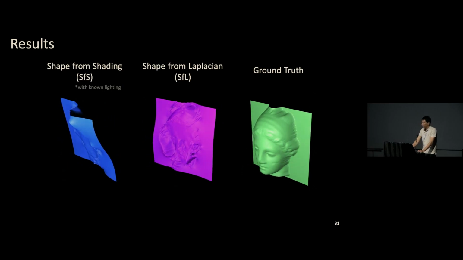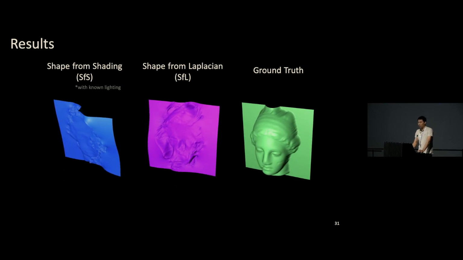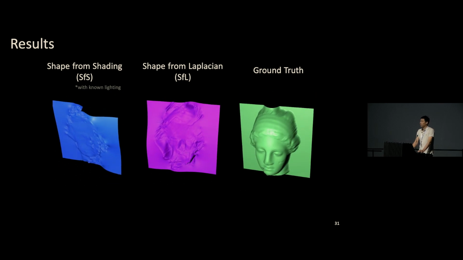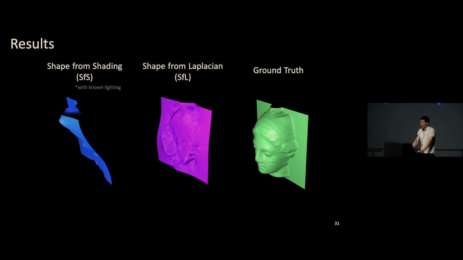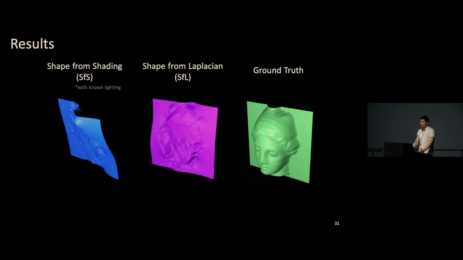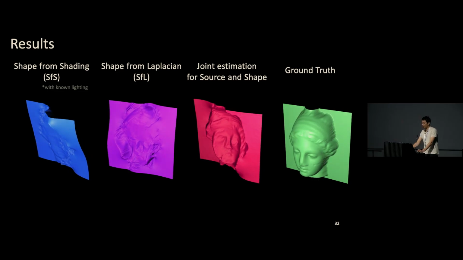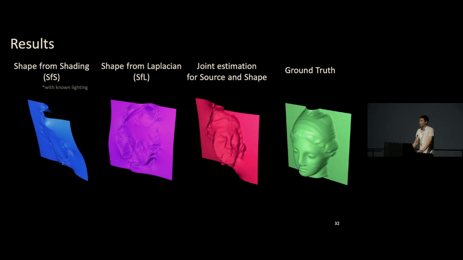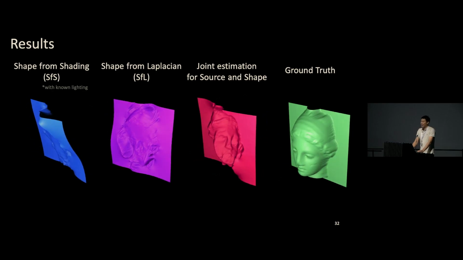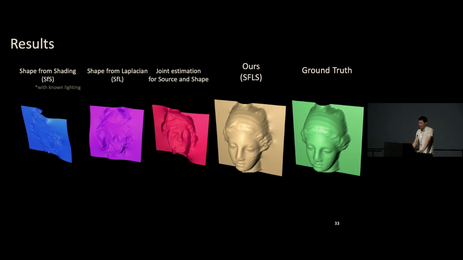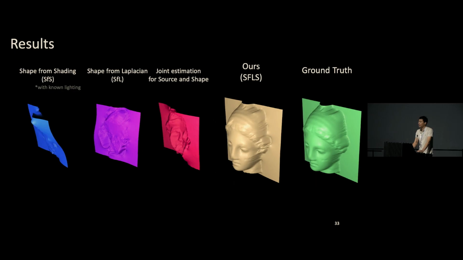So here we show the result, the shape reconstruction for shape from shading and shape from Laplacian without any constraint. And you might ask, why do we not jointly estimate both shape and lighting? In fact, a joint estimation strategy without priors suffers from local minima, making shape recovery fail. In contrast, our method, shape from Laplacian and shading, can estimate the shape closely to the ground truth.